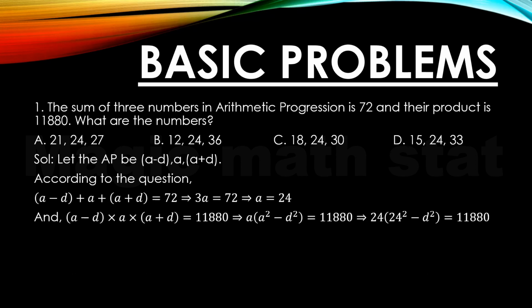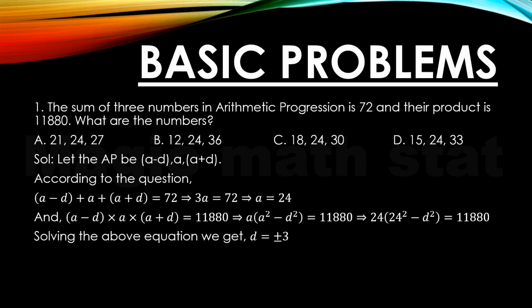So you see, since I have taken the terms in this specific form, I directly get a from the first equation. Now the second information is the product of the terms is 11,880. So (a minus d) times a times (a plus d) is 11,880. That is a times (a squared minus d squared) is 11,880. And we have gotten a equals 24. So put that in: 24 times (24 squared minus d squared) is 11,880. Solve the equation, you will get d equals plus or minus 3.